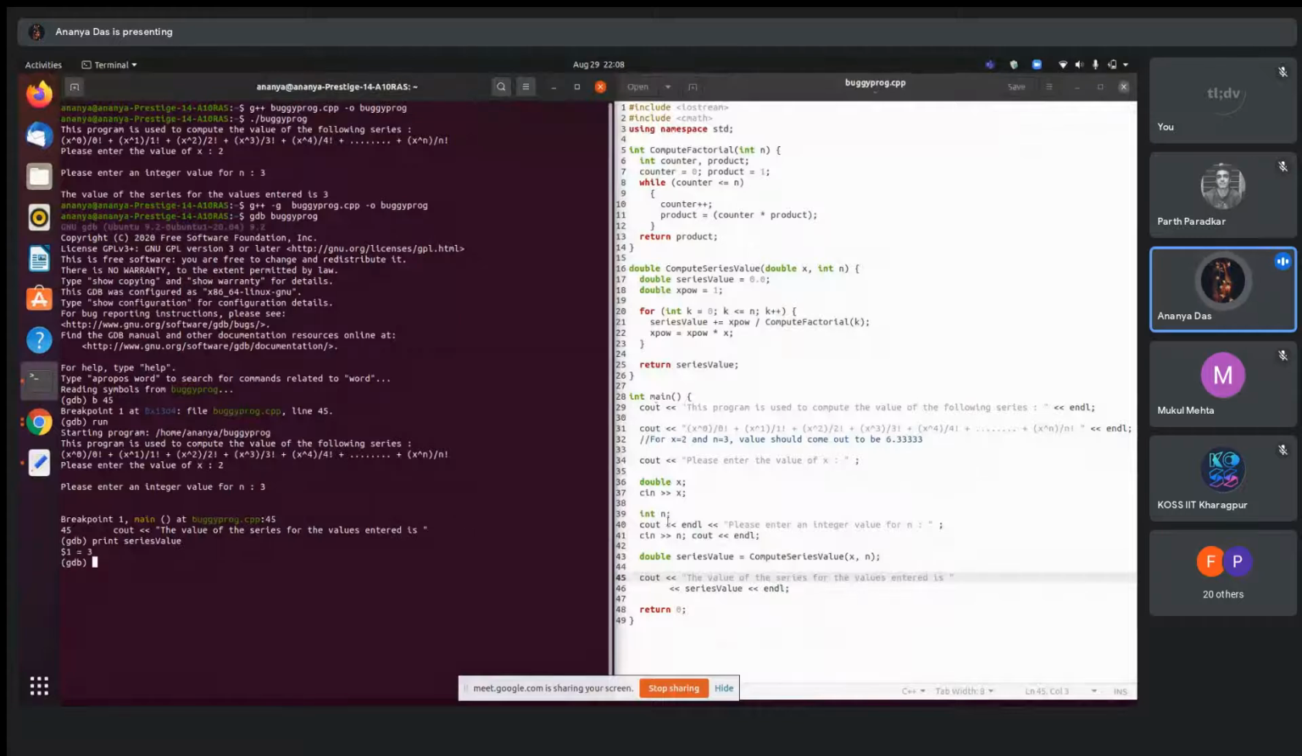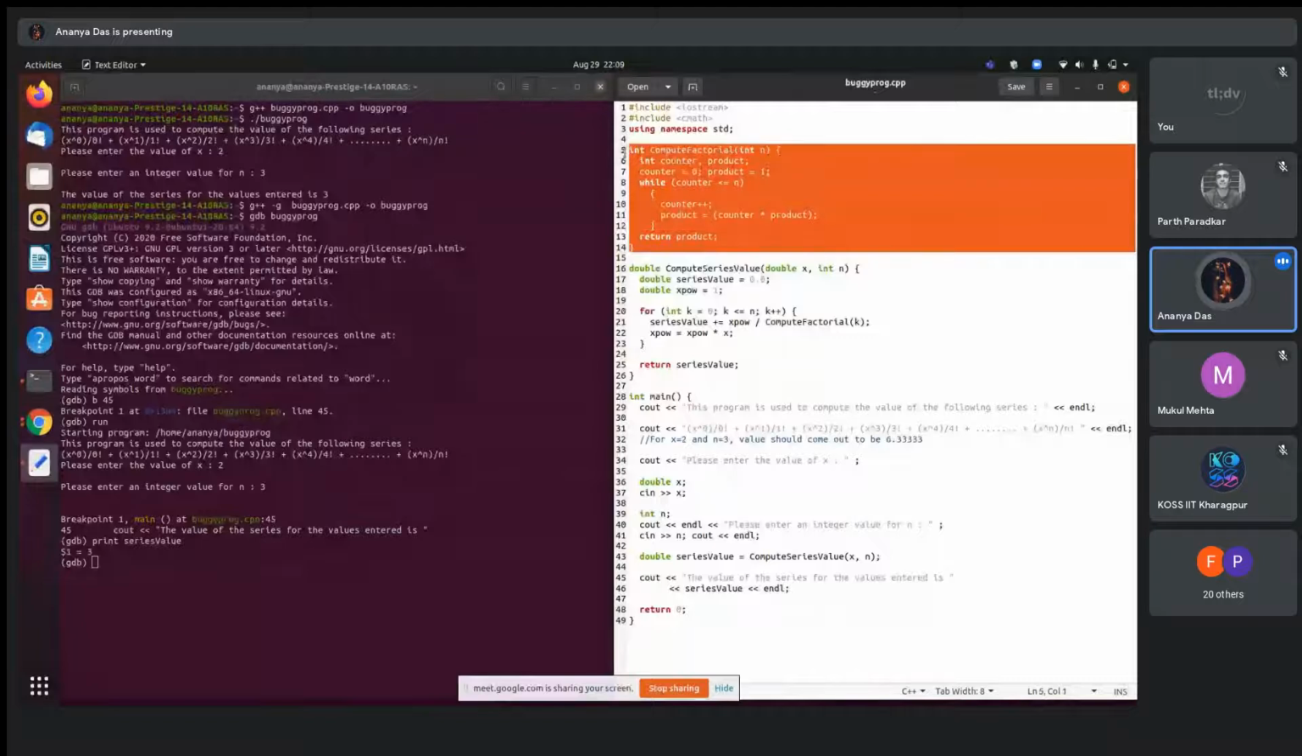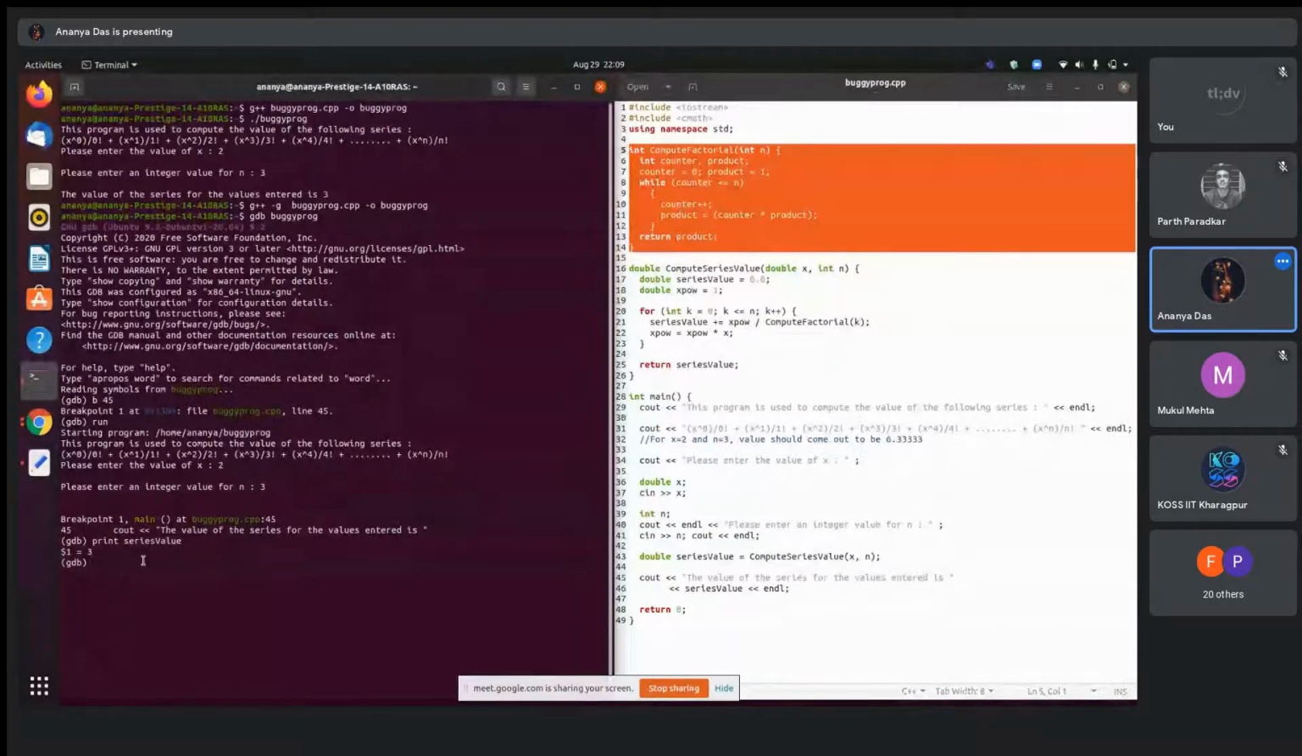But here in this main function, we can see that there's nothing much. There are a few cout statements, and it's pretty obvious. So we can safely say that the bug is somewhere in these two functions. So let's say I check the compute factorial function over here. As I said before, to set a breakpoint in a function, I will need to give the command break and then the function name.